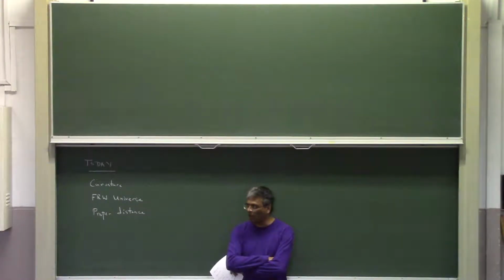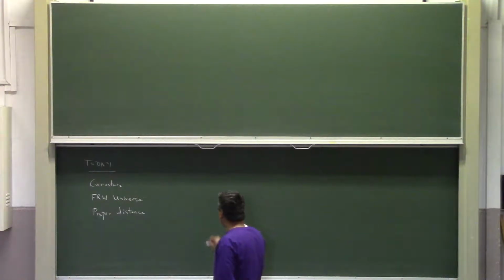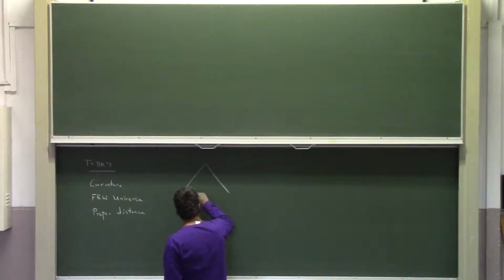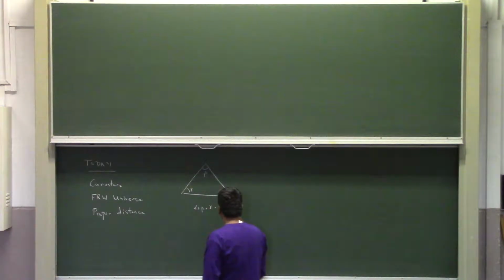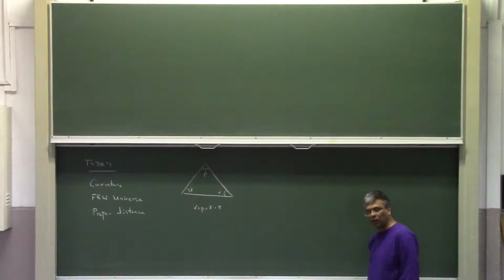So we'll describe heuristically structure within 3D. And then we'll see how to measure distances in a curved spacetime. So that's the plan. So you'll recall from plane geometry that if you have a triangle, the sum of the interior angles is pi. But this idea is really only applicable to triangles you draw on the plane.